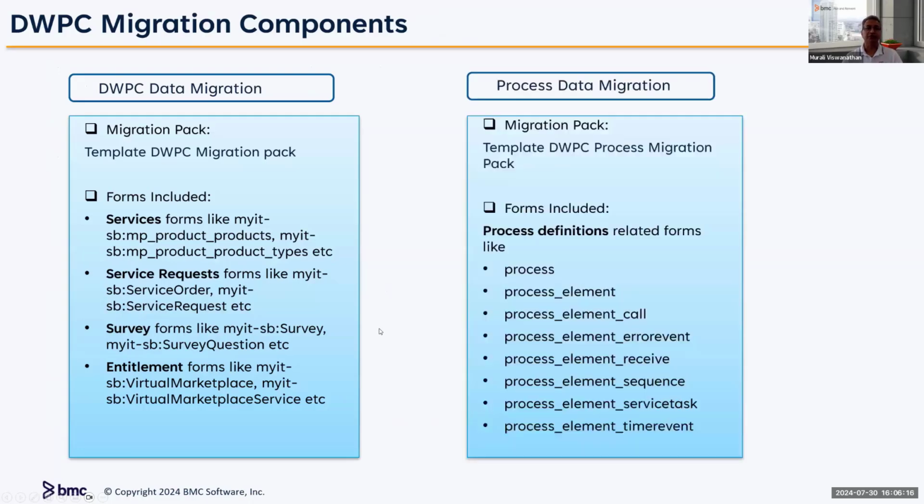So what are the components for digital workplace migration? As I said, we have two packs: the migration pack and the process migration pack. The migration pack takes care of all your services data, your services forms and surveys and entitlements, whereas the process migration pack takes care of all your process data, like process and process elements and so forth.